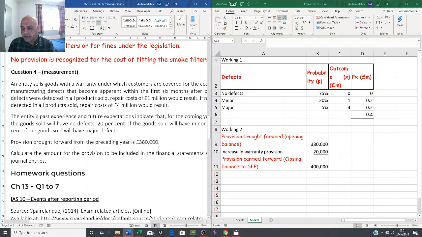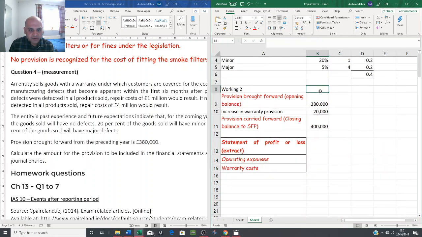Let's have a look at accounting for it. We can do the double entry, so I can show you the extracts. Let's do the extracts first. This is the statement of profit or loss. We are not working in millions here, just pounds. Statement of profit or loss extract, operating expenses. Under that we are going to record this 20,000. So debit statement of profit or loss with warranty cost of 20,000, or increase in warranty provision.